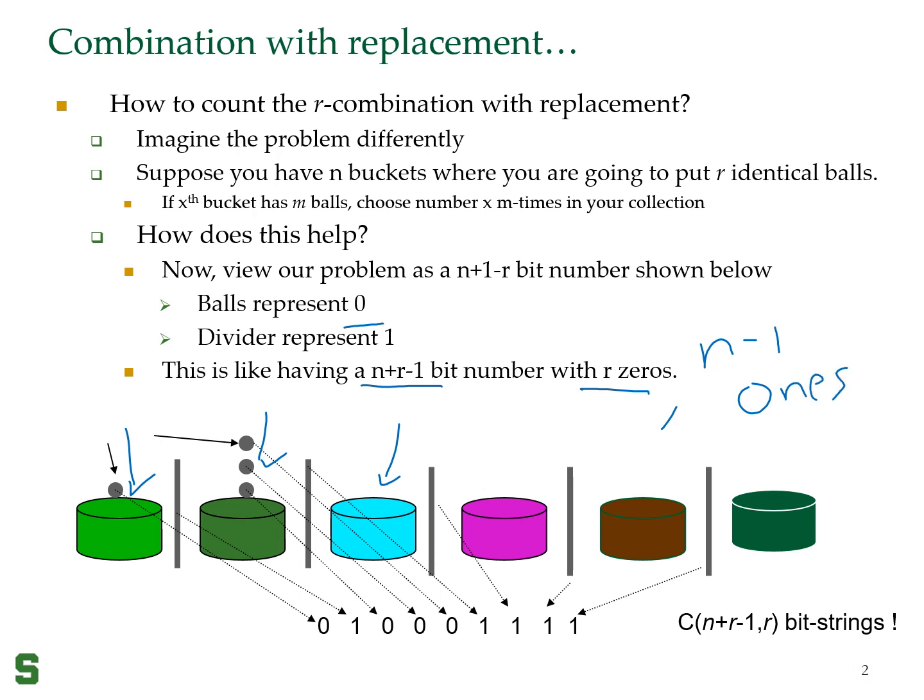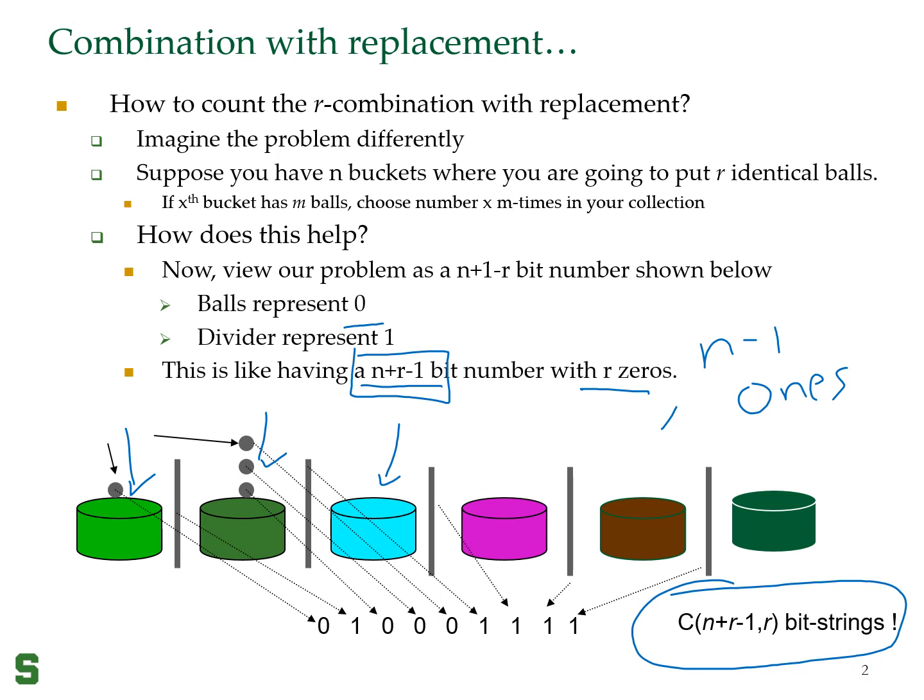So essentially I have this one large number that has n plus r minus 1 bits, and I need to figure out which r of those are going to be zeros. That's going to be given by this combination. I have n plus r minus 1 possible bits, of which I need to select r of them, and I want to assign them to be zeros. The rest will be ones, and that will give us the answer that we are looking for.